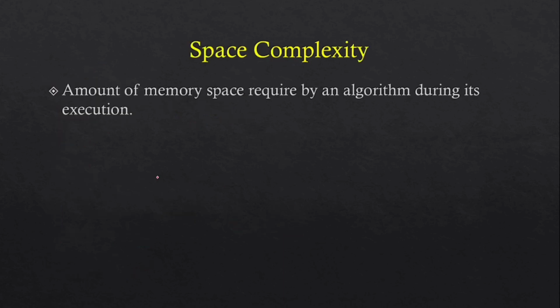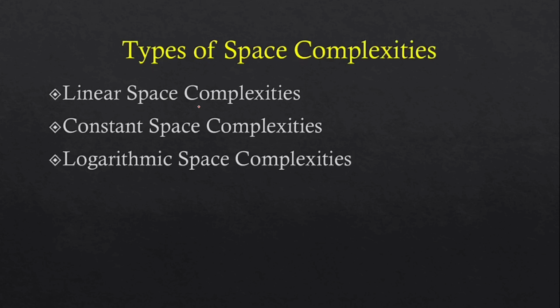So now what is space complexity? Space complexity is very simple. It is the amount of memory space required by an algorithm during its execution. It's very easy. Space complexity is like you declare some variables, right? And also you can declare some array lists, arrays, hash maps, hash sets, right? And also you can declare a 2D array, 3D array, right? So this is all about the space you use in your code. So now let's see what are the types of space complexity.